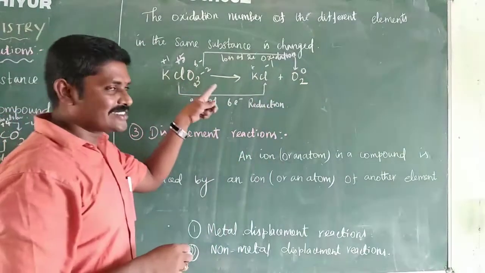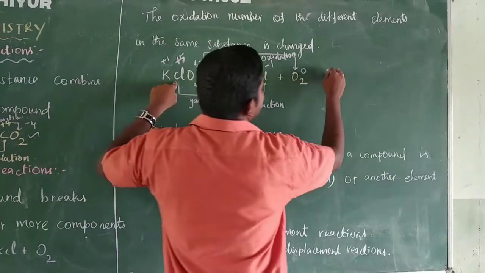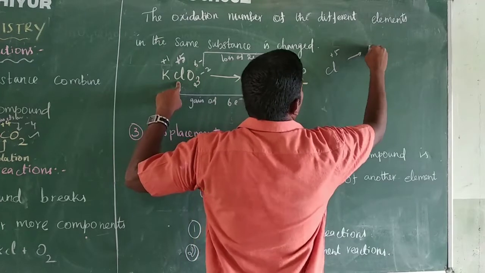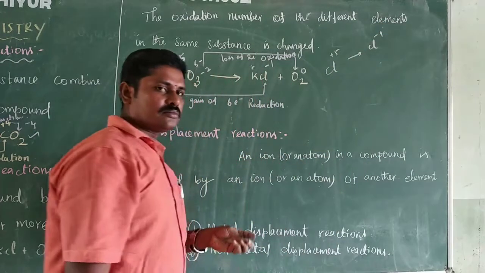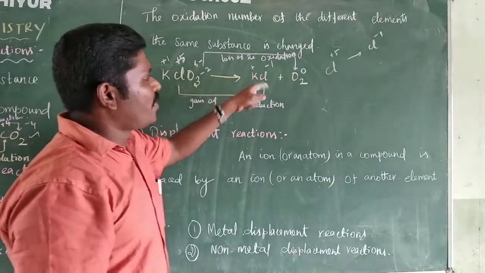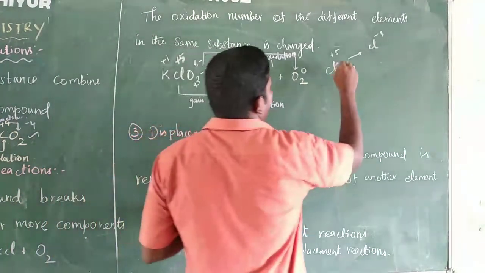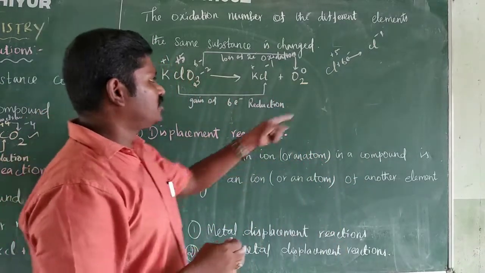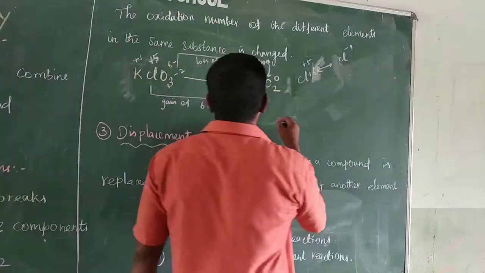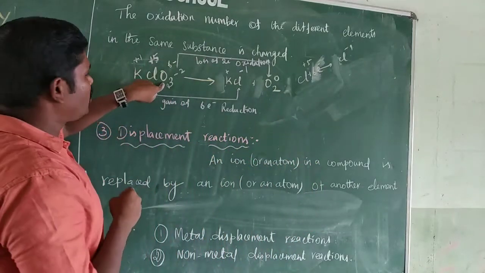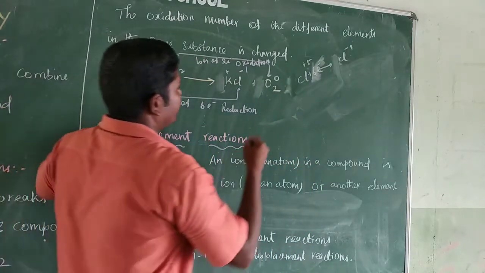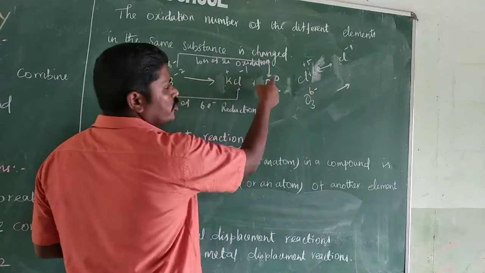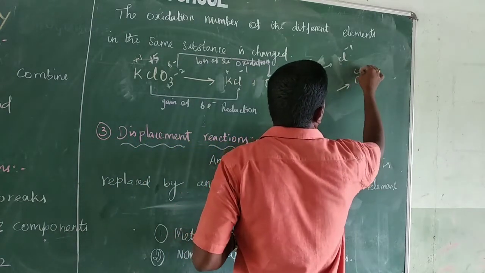Now balance the reaction. Cl plus 5 to Cl minus 1, gain of 6 electrons, is the reduction process. Oxygen O3 is 6 minus, going to O2, which is 0.